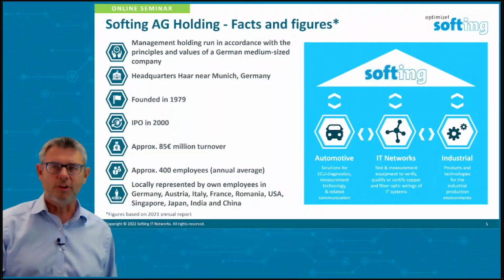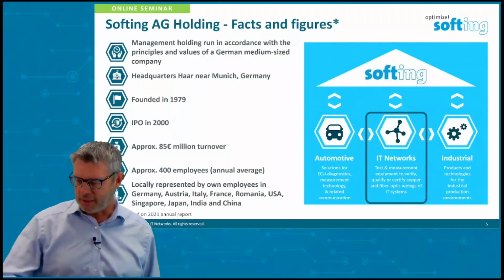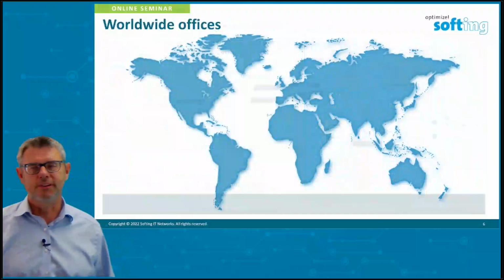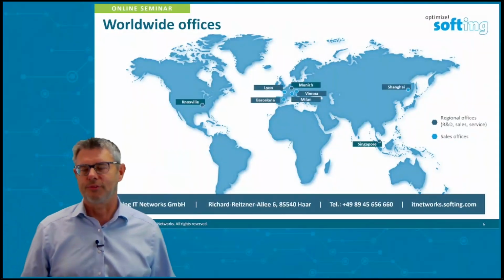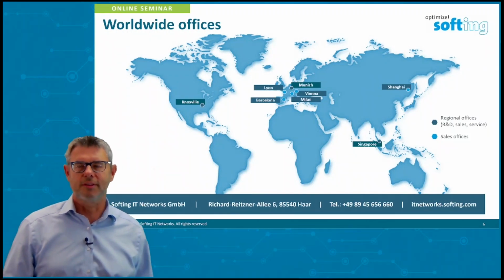Okay, so IT Networks, we are the ones to provide the test and measurement solutions for all these applications. Where are we located in this world? Here's a quick look at the map of Software IT Networks. The headquarters is in Munich, as you can see in the middle.